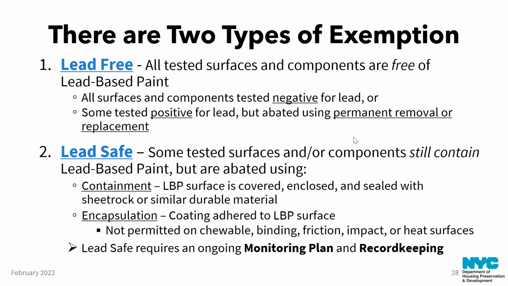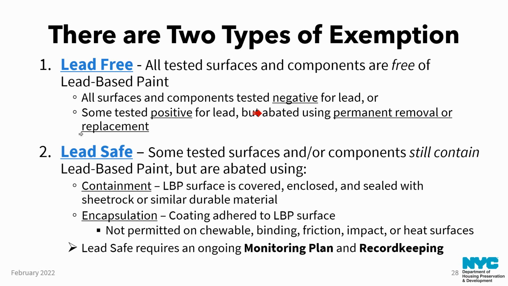So to review, a lead-free exemption means that there's no lead-based paint in the apartment, either because testing proved that there had never been lead-based paint to begin with, or testing showed that there were some surfaces and components that had lead, but those surfaces were abated in a way that completely removed the lead from the apartment.